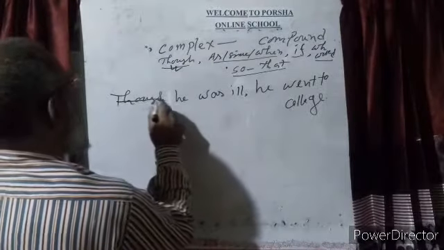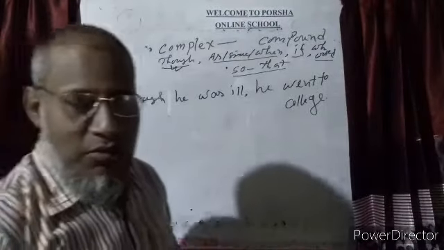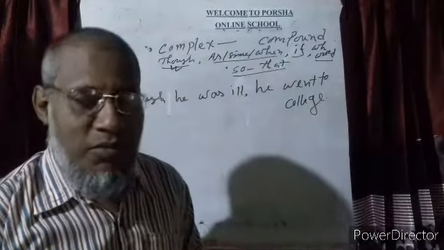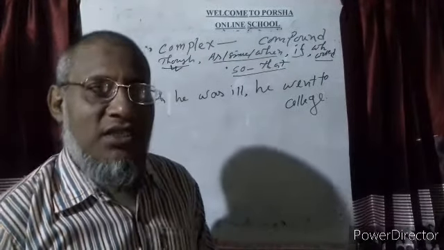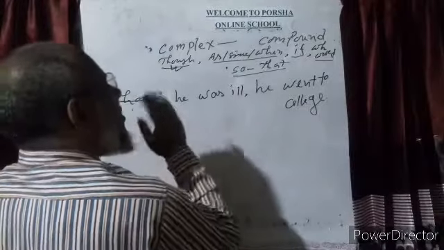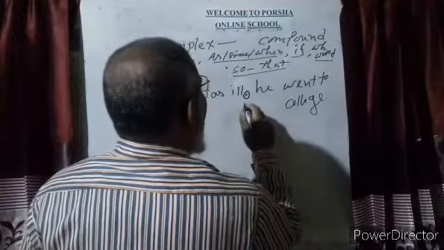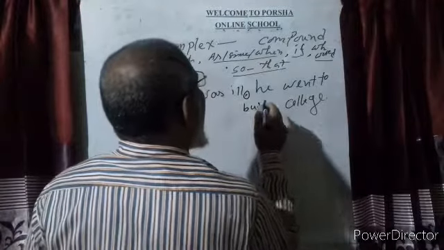So, my dear student, though or although will be omitted as it is the symbol of complex sentence. So, in compound sentence, the symbol of complex sentence will be omitted. So, though or although will be omitted. And then, in lieu of comma, we will use here but. Then it will be okay and it will be a compound sentence.